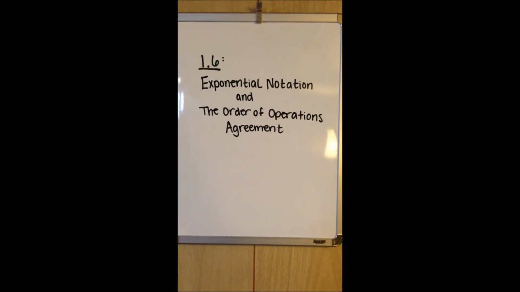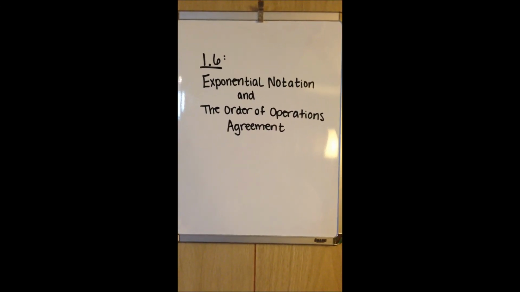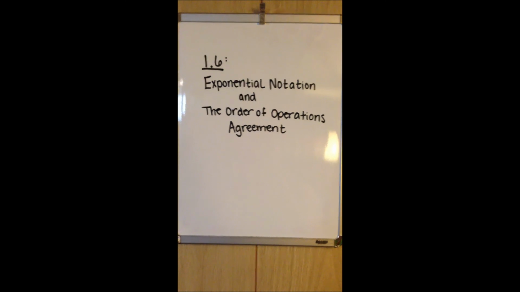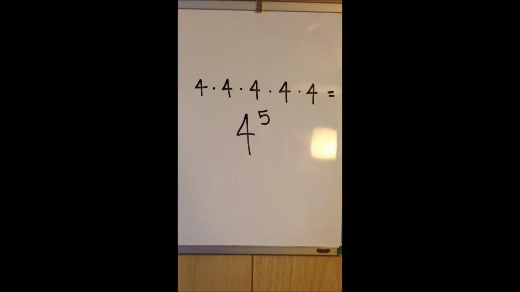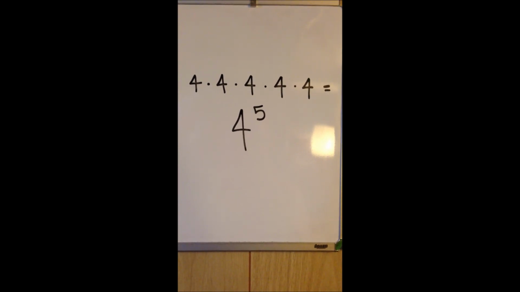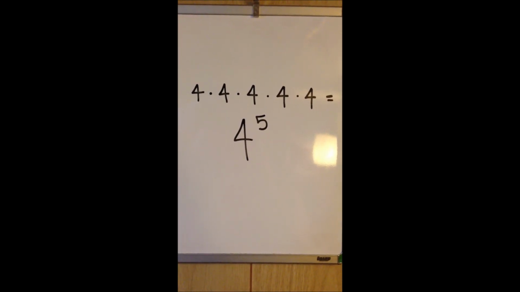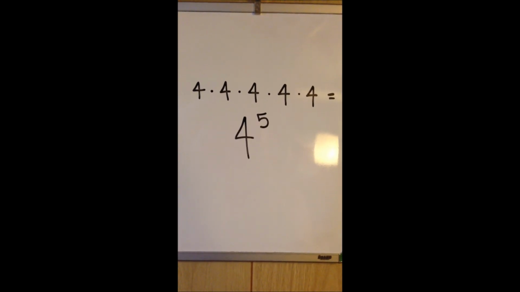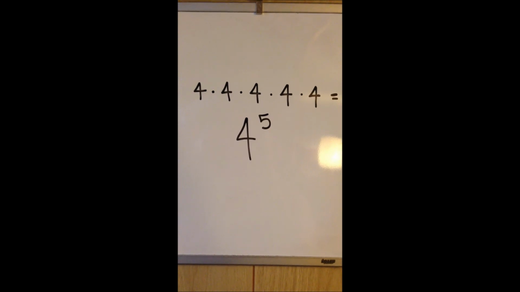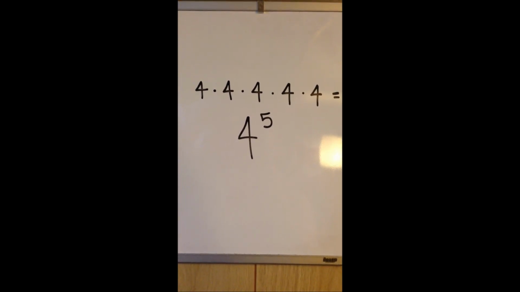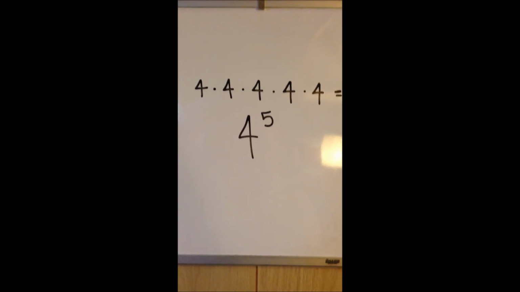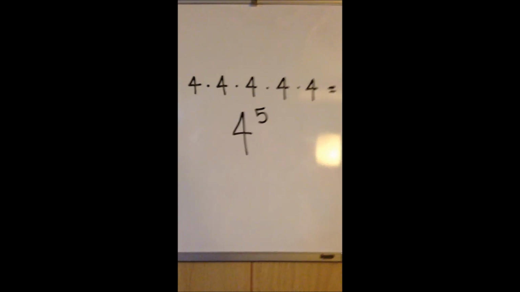Section 1.6, Exponential Notation and the Order of Operations Agreement. Okay, what you have here is an exponent. You'll notice that we have 4 times 4 times 4 times 4 times 4, which is also equal to 4 to the 5th. The 5th power is known as the exponent. It is a superscript after the 4, which is known as the base. 4 to the 5th is known as exponential notation.